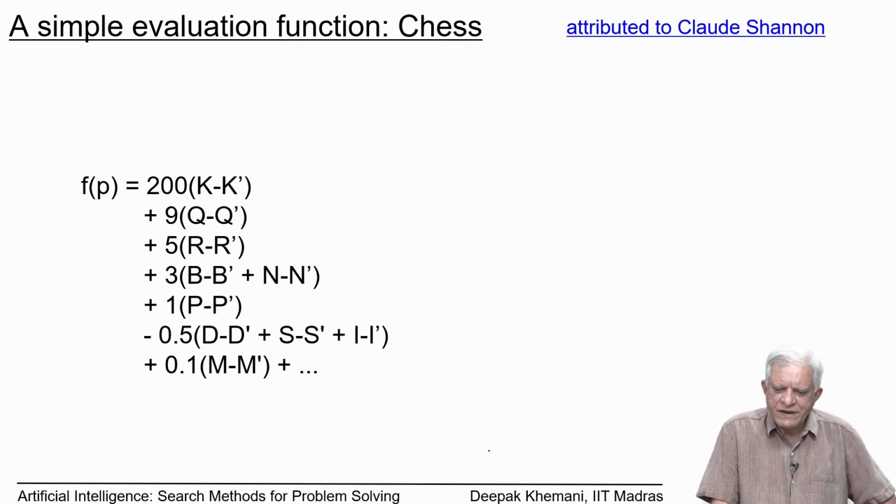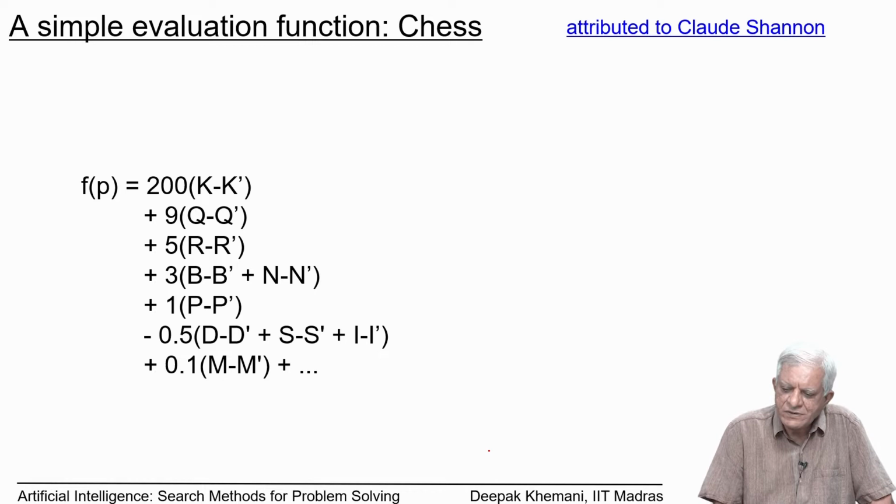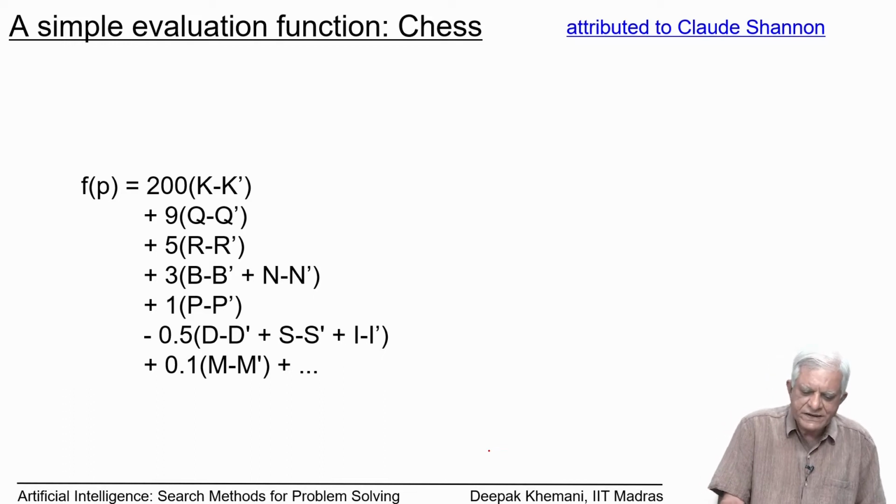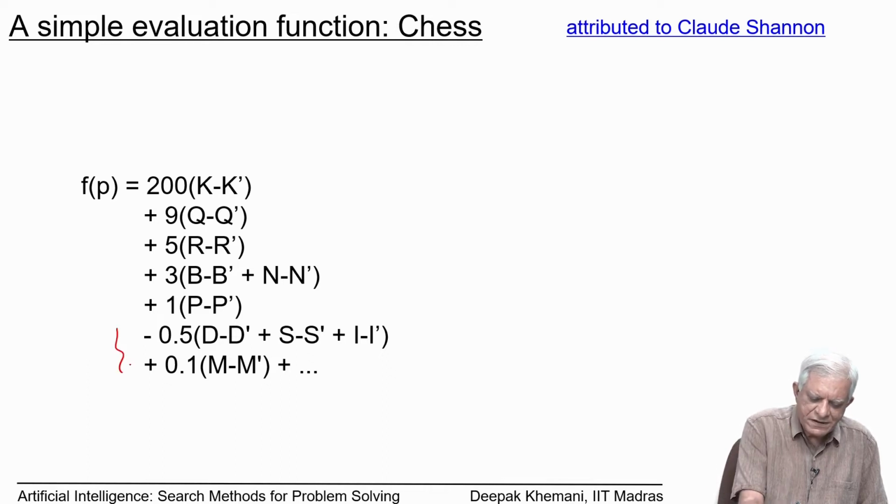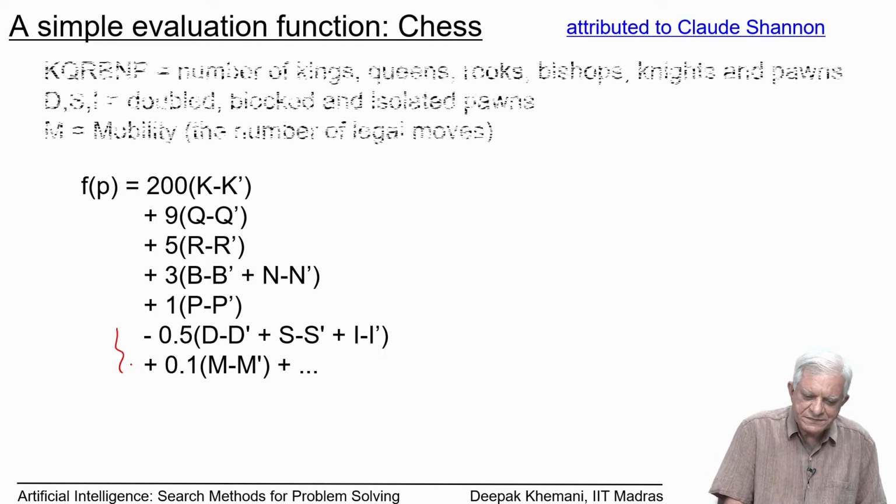So, here is a simple evaluation function for chess which is attributed to Claude Shannon, and the letters here are K, Q, R, B, N and P. K stands for king, Q stands for queen, R stands for rook, B stands for bishop, N stands for knight, and P stands for pawn. Plus there are certain positional things that we will see.